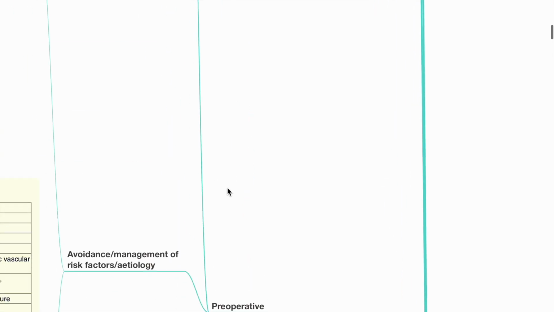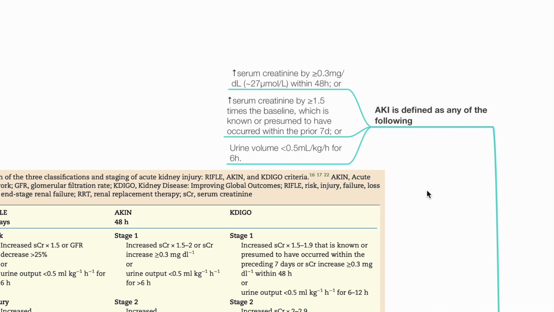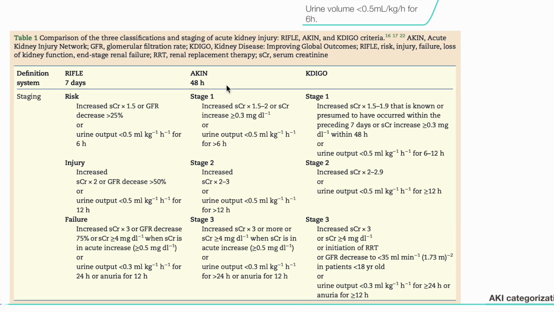AKI. Acute kidney injury is defined as any of the following: increased serum creatinine by 0.3 mg per dl or more, or 27 micromole per liter within 48 hours, or increase in serum creatinine by 1.5 times or more the baseline, which is known or presumed to have occurred within the prior 7 days, or urine volume of less than 0.5 ml per kg per hour for 6 hours. AKI may be categorized according to RIFLE, Acute Kidney Injury Network, or KDIGO definition systems.